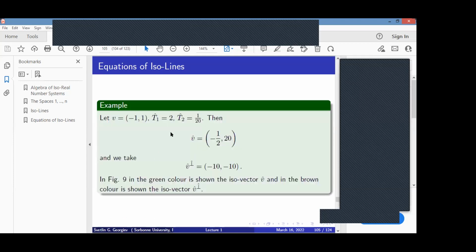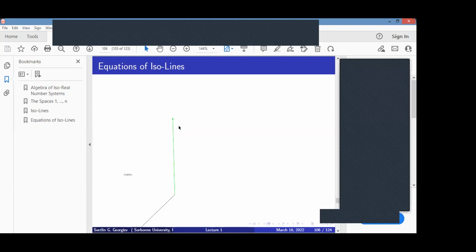In the next example, we take this combination of isotopic elements. Then in this picture, this is the iso direction and this is the isonormal vector. So the angle between the iso direction and the isonormal vector is different, and this angle, as we will see in the next lecture, depends on these isotopic elements.